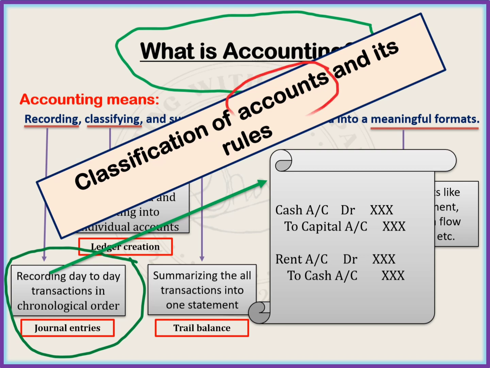We have different types of accounts. These accounts have different types of rules, and these accounting rules will help keep track of all financial transactions within the business, such as any money coming in, any money going out. That's why first we need to know about classification of accounts and its rules. Let's go to our lecture.